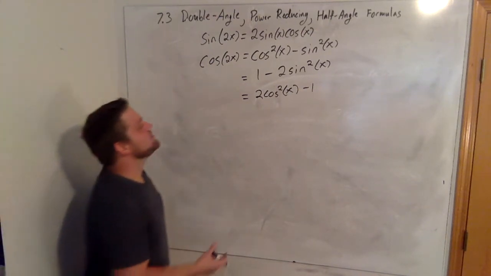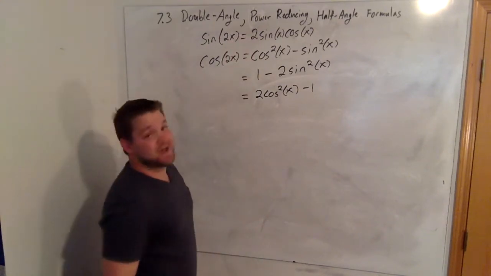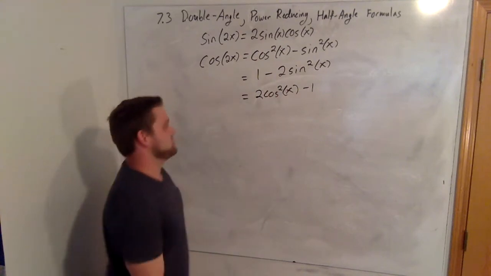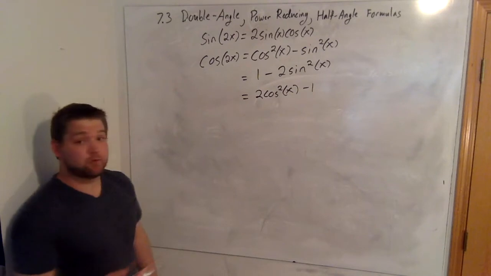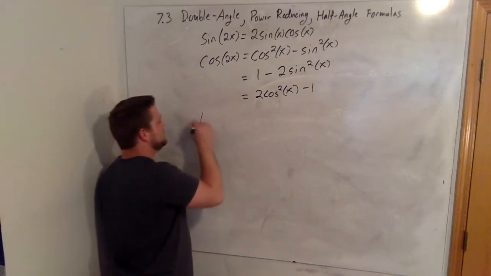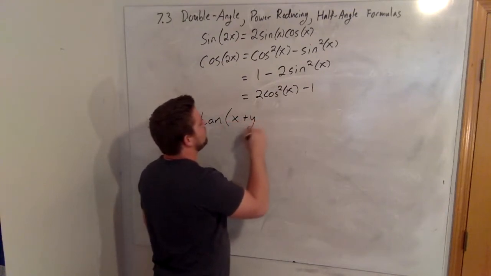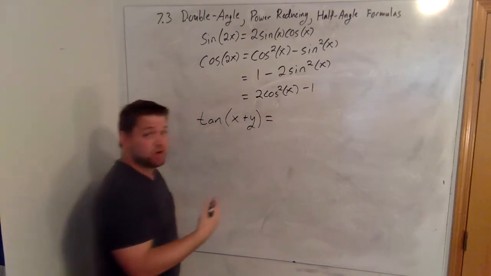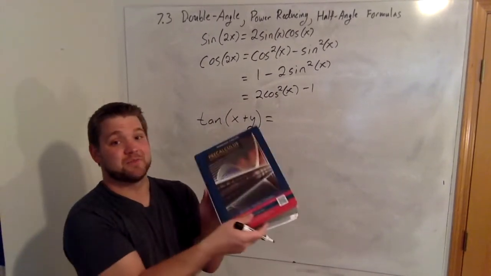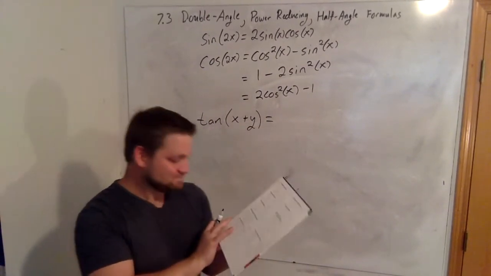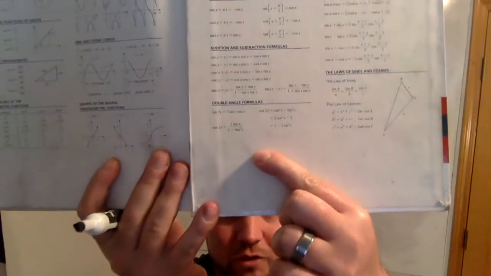Okay, so here are the double angle formulas for sine and cosine. There's just one formula for sine, and there are three formulas for cosine. There's also a double angle formula for tangent, tangent of x plus y. If you forget this one, we can always look at the back of our trusty textbook. You'll see here that we have all of our double angle formulas.